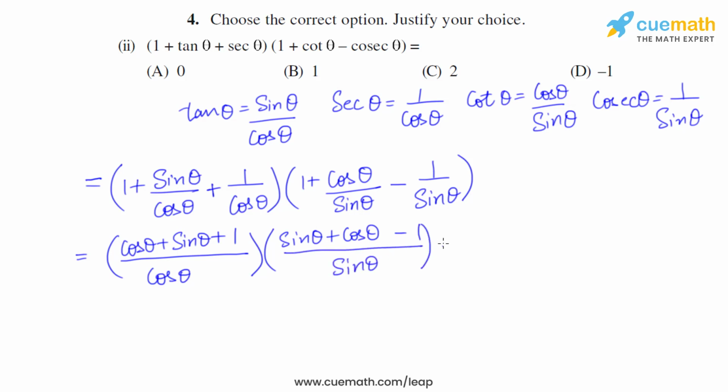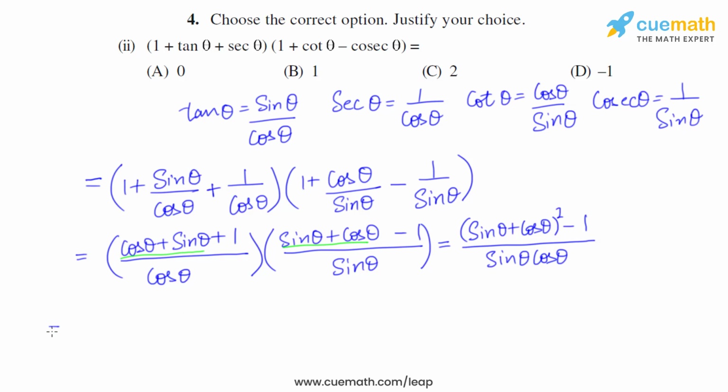And when we multiply this, on the numerator, we get sine theta plus cos theta, and sine theta plus cos theta. If we take this as one term and this as one term, it is A plus B into A minus B. So it can be written as sine theta plus cos theta whole square, that is A square minus B square, that is minus 1 square, which is 1. And in the denominator we get sine theta into cos theta.